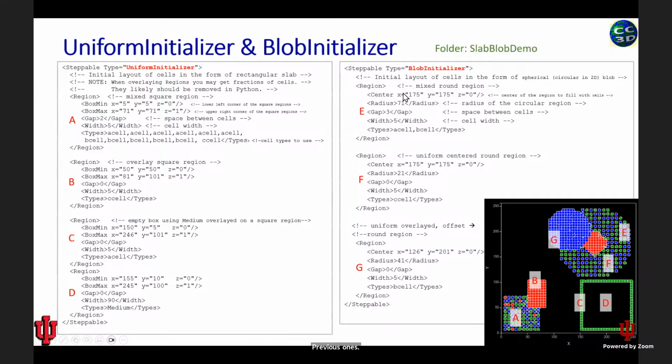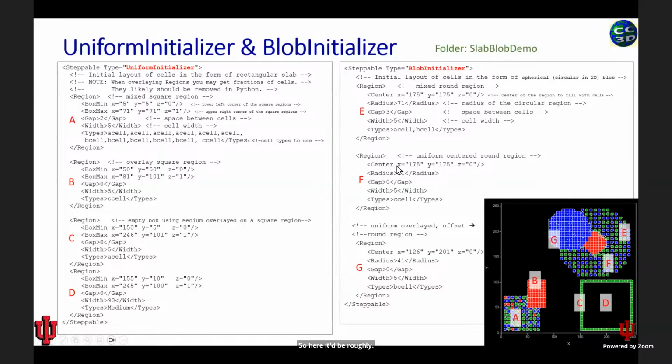BlobInitializer is very similar, except now, instead of giving the coordinates of the 2 corners of the rectangle, you give it a center point. So 175, 175 is about here. You then give it a radius for the big blob, not a diameter, but a radius. A gap if you want one. And so here you see there's a big gap. And then the cell widths. And then again, you can give it a list of cells and it'll populate the area with roughly that proportion of cells. So here it'd be roughly an even mix of A and B cells.